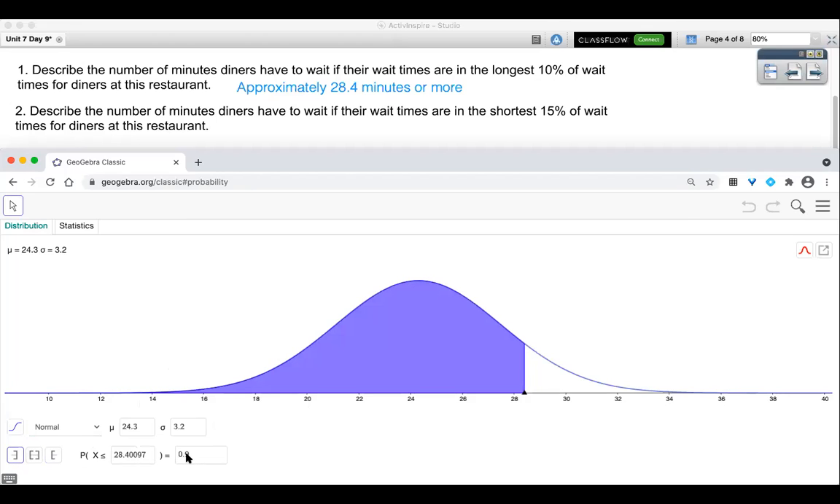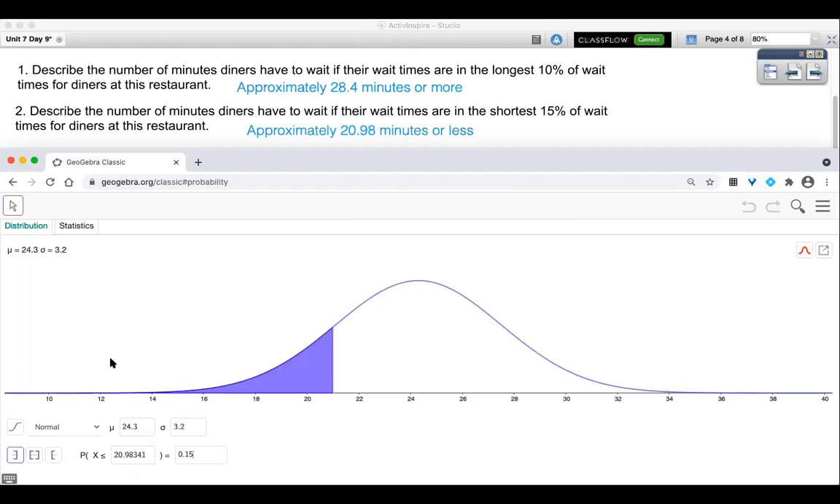So I'm going to change this number right here. Right now it's shaded 90%. I'm going to change this to 0.15. Okay, so what have I found out now? Well, I just found out how many minutes are in that shortest 15%. How many minutes is it? It's right here, right? It's going to be approximately 20, and I'll move my mouse right here so we can see it. It's going to be approximately 20.9 minutes or less.